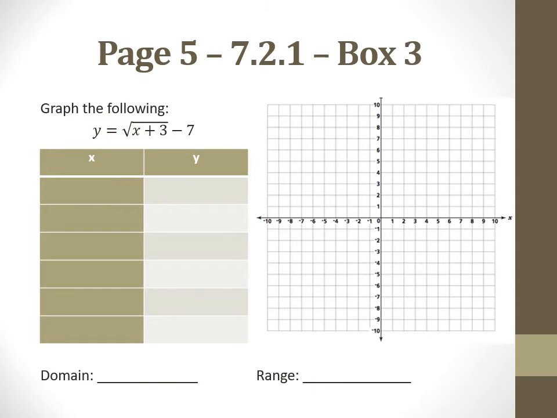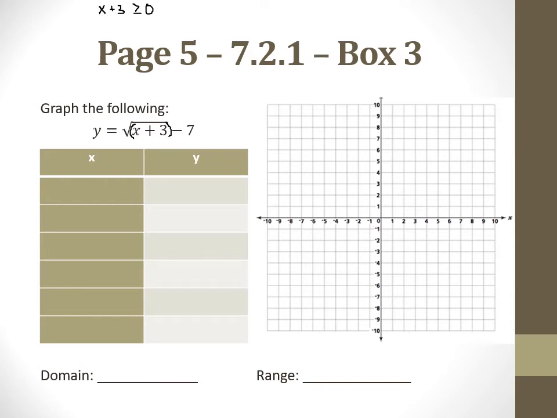So let's look at box 3 here. Again, our first step is to decide where does x start. Then we'll fill out the table and figure out domain and range from there. So where do we start? Well, when I'm taking the square root of something, that something has to be positive. So if my something is x plus 3, well, x plus 3 had better be positive. It better be at least 0 or bigger so that I don't end up with an imaginary answer.